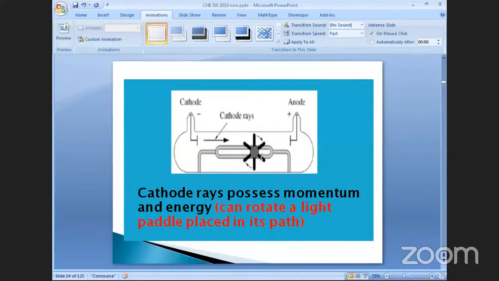Then he discovered, by putting in a paddle, a light paddle, light meaning not heavy, that it can rotate. It says here that a light paddle can rotate if it's placed in the path. So when these cathode rays hit this paddle, the paddle begins to rotate. That's the direction of the rotation. So he can conclude from here that the cathode rays have energy enough to hit this and cause rotation.